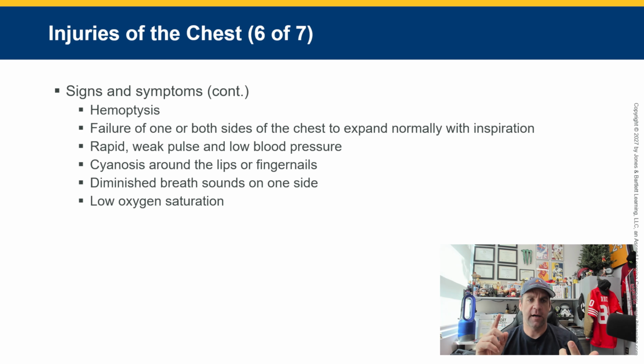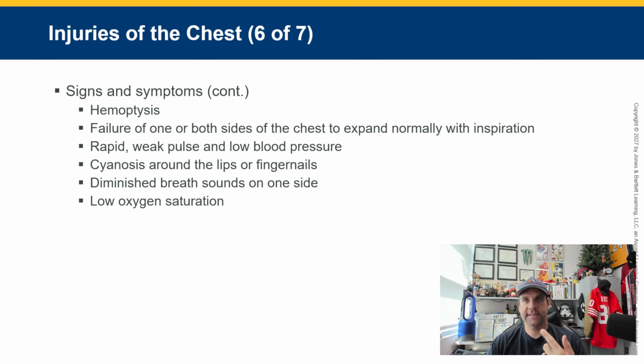Also, a rapid, weak pulse and falling blood pressure could indicate shock. The cause could be hemorrhage, pressure building up in the chest, or maybe even a direct injury to the heart, causing swelling in the pericardial sac, which we'll talk about later.